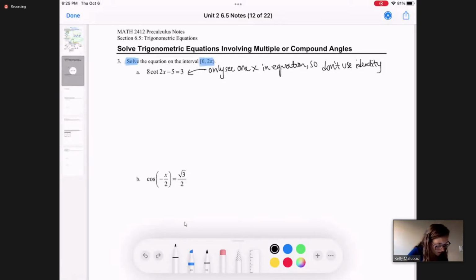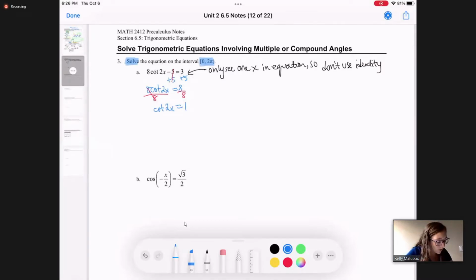All right, awesome. So I'm going to add 5 to both sides. We'll get 8 cotangent 2x equals 8. Then divide both sides by 8 so that these cancel. And then I get cotangent 2x equals 1. Okay, so now I'm in business.